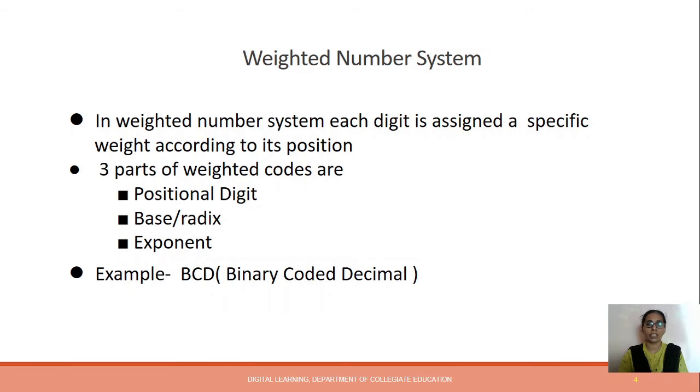And the exponents depend upon the position of the digit. The rightmost digit will have exponent 0 and the next one to the left has exponent 1, and the next digit to the left has the exponent 2 and so on. Weighted code means each symbol in the code is associated with a weight. An example of a weighted code is BCD, known as binary coded decimal.